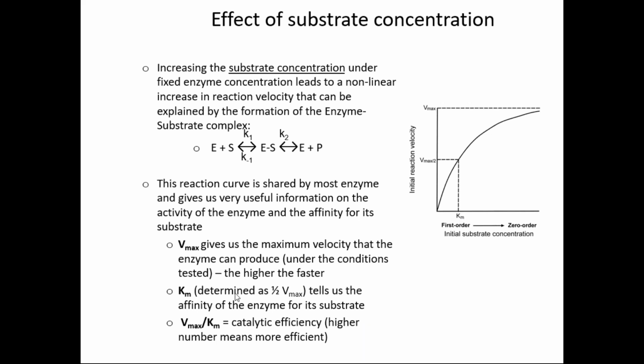So if you have a very low Km in the order of 0.001 millimolar compared to 0.01 molar, the enzyme is more specific. So the affinity for a substrate is much higher when the Km is lower. And the catalytic efficiency of the enzyme is described by the term Vmax by Km. So this is the Michaelis-Menten equation to explain the velocity of a reaction.